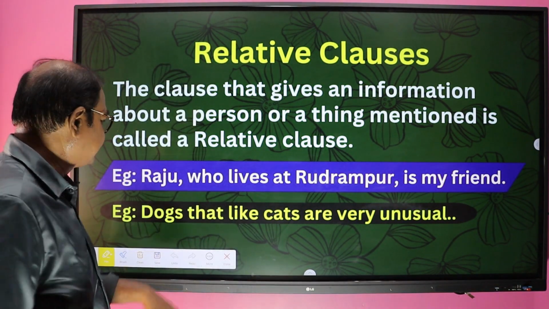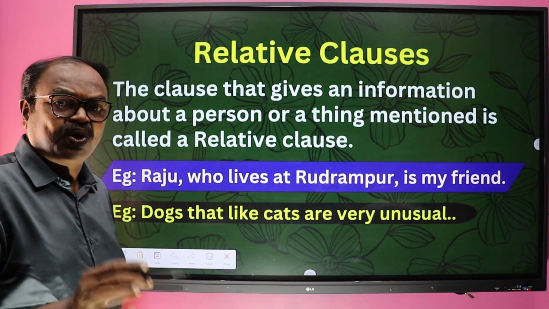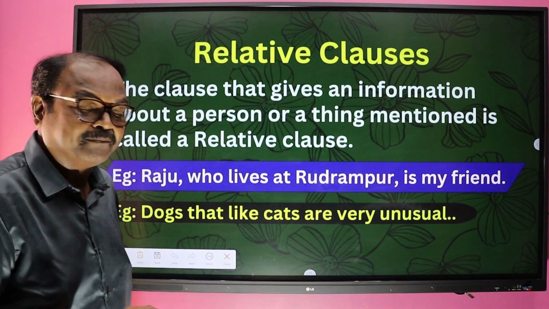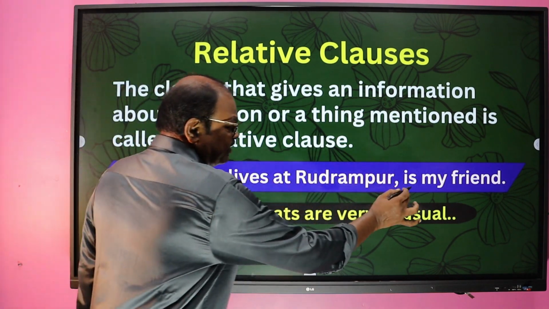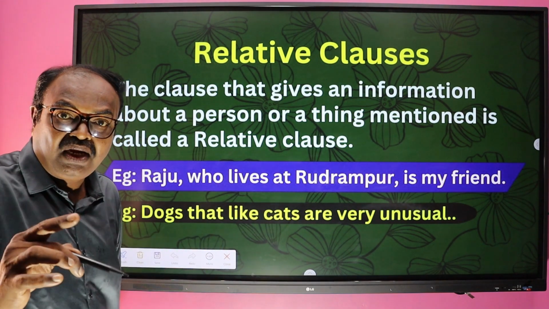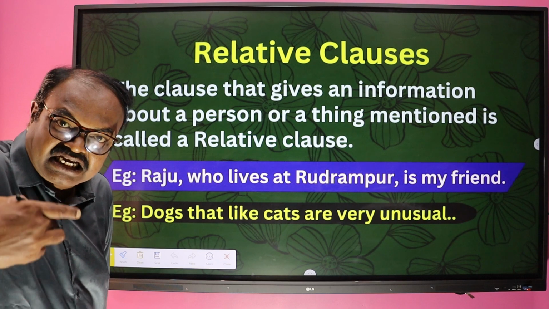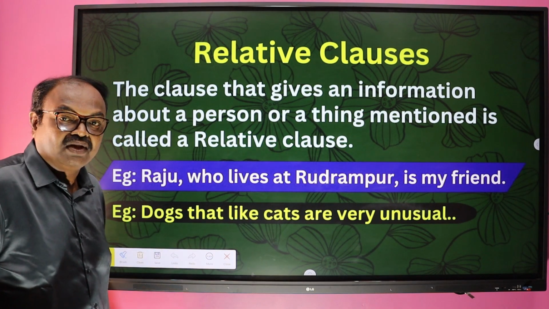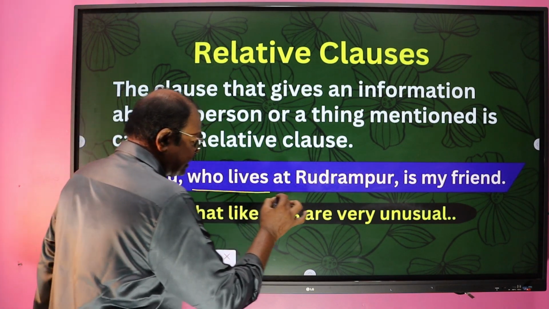See the 2 sentences. First sentence: Raju who lives at Rudrampur is my friend. See here, Raju is my friend. In the sentence, who lives at Rudrampur gives a little bit of information about Raju. That's why this is a relative clause.